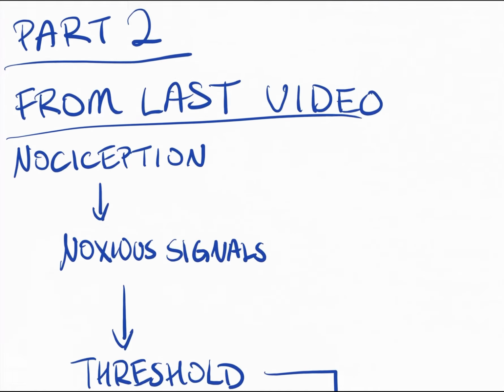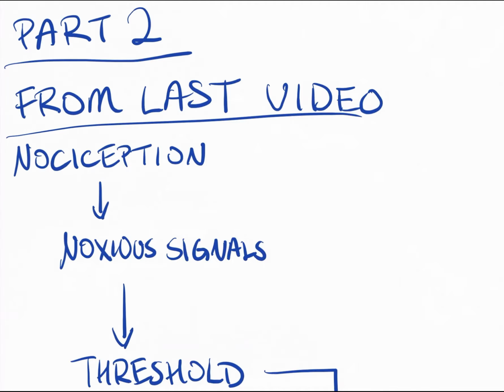So, I know it says part 2, but it's actually a continuation from the last video. Last time we explained how pain is generated, which was via nociception, as you can see right here. If you missed out on that, I'll put a link in the description below, and I strongly suggest that you watch that video before watching this one, as everything will be much easier to understand.